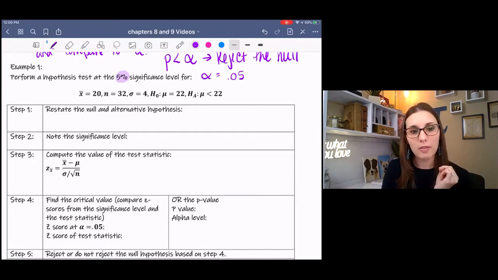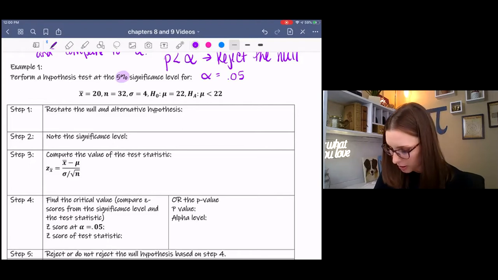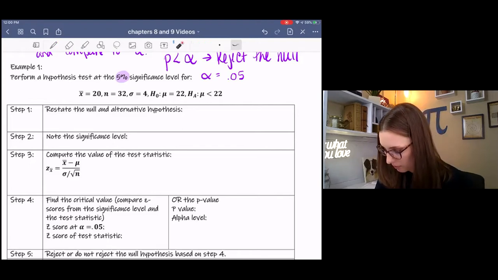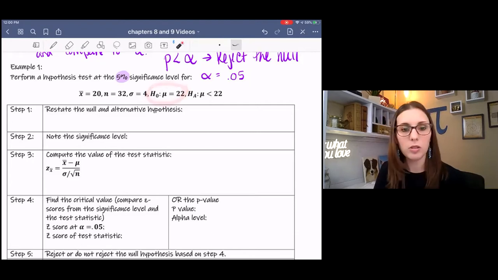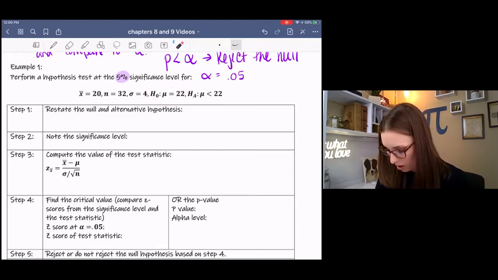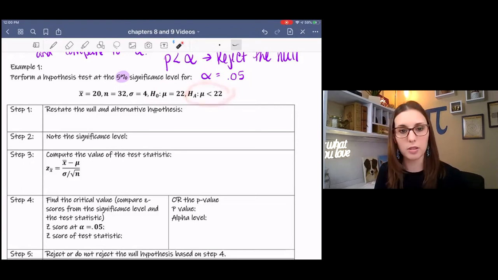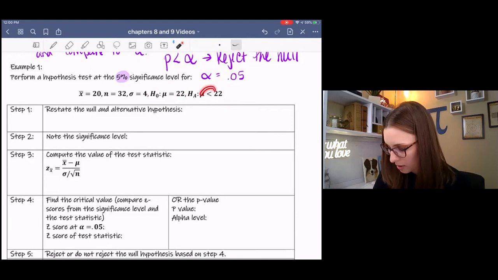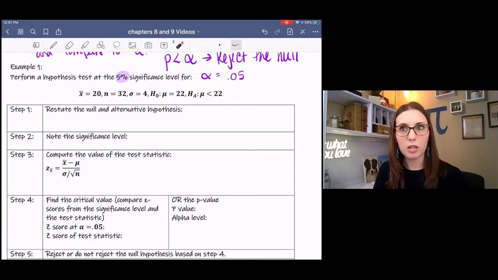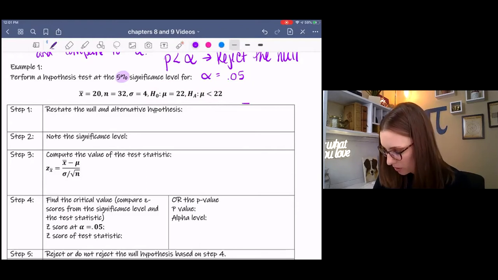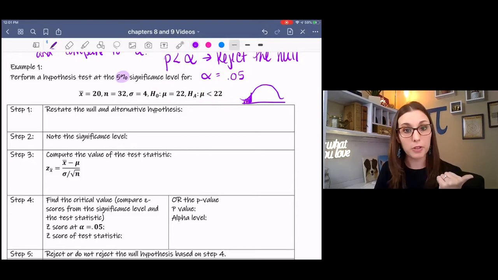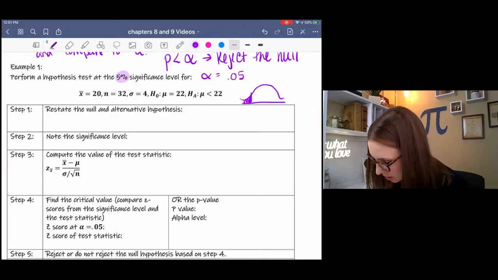And then we have the null hypothesis right here, and our alternative hypothesis. Now this is important because this tells you the tail of our hypothesis test. So we're testing less than, which is left-tailed. So if I were to draw a little sketch of that, my 0.05 would be on the left because it's less than the mean.